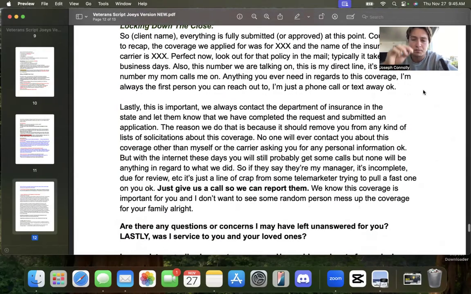All right. And then lastly, sir, this part is important. We always contact the Department of Insurance in the state, and we let them know that we completed your request and submitted an application. The reason we do this is because it should remove you from any kind of list of solicitations about this coverage. So nobody other than myself or the carrier will ever contact you asking any personal information.